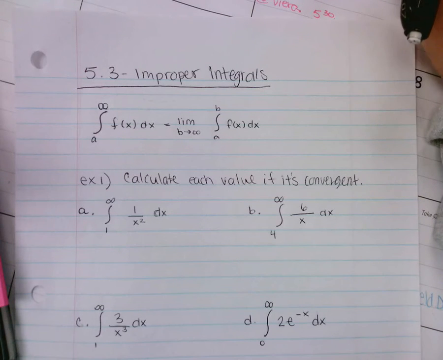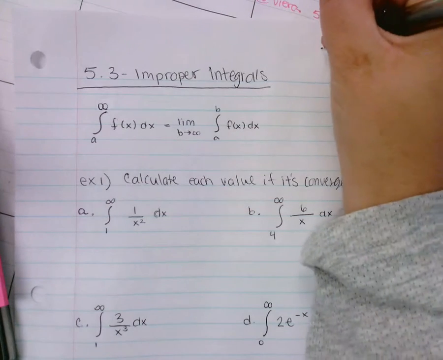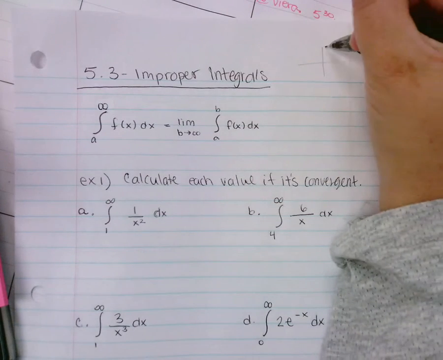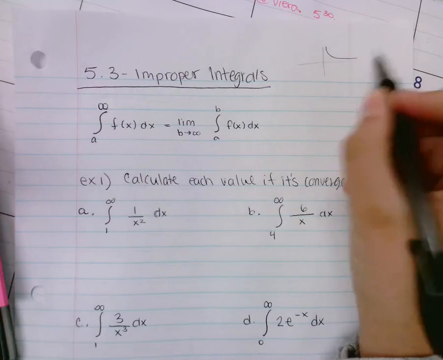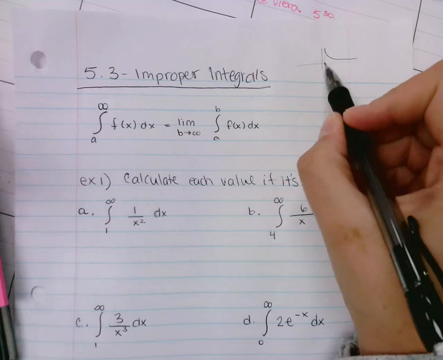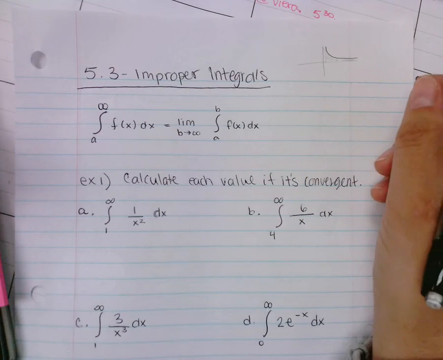Is it working? Okay. Improper integrals are integrals that go from some number to infinity, or even negative infinity in theory. When you have functions like this that approach a value like, say, 0, you can find that area. It's considered convergent versus divergent.